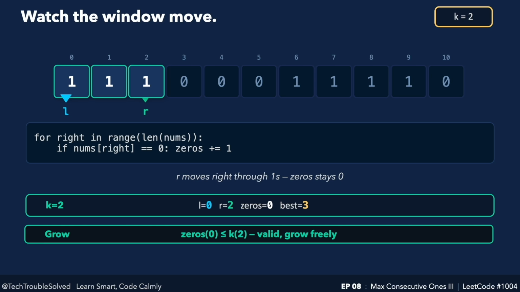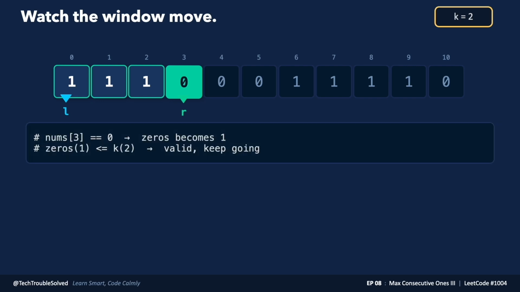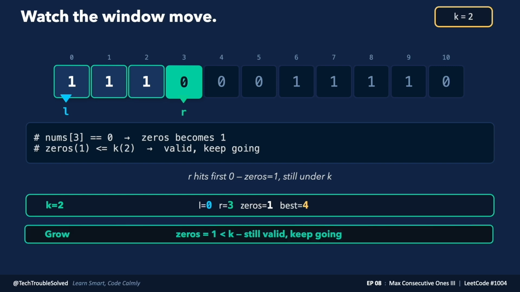R keeps going. R moves to index 3. That's a 0. If nums[right] equals 0, zeros becomes 1. Zeros equals 1. K equals 2. Still under budget. Still valid. Keep growing. L stays put. One 0 is fine. We have a budget of 2.